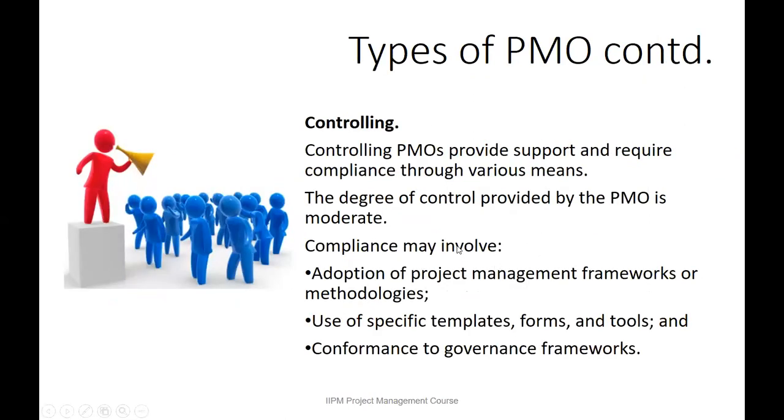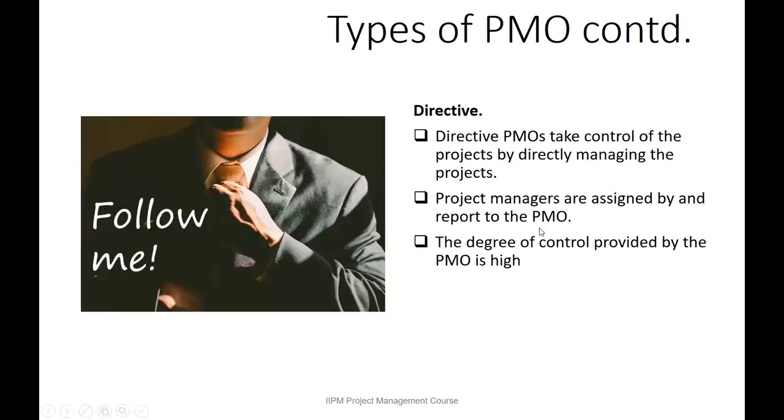Now, we have the controlling project management office that provides support and requires compliance through various means. So that means this controlling is tighter than supportive. The degree of control provided by the PMO is moderate. Compliance may involve adoption of project management frameworks or methodologies, use of specific templates, forms, and tools, and conformance. Please, this is very, very important. Conformance to governance framework. So they provide tighter supervisory oversight rules.